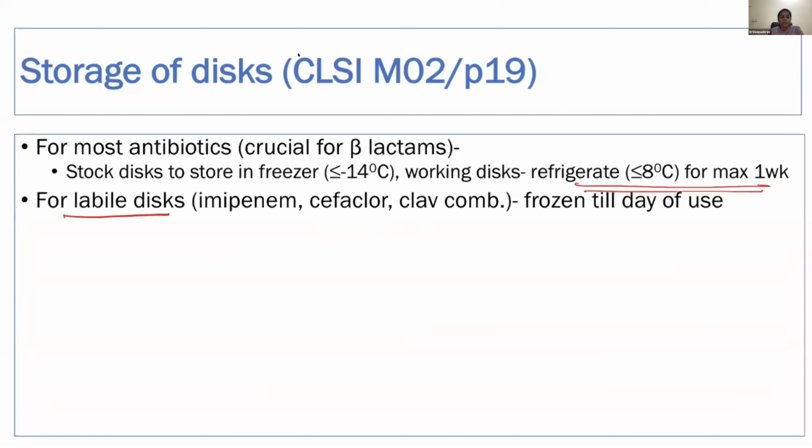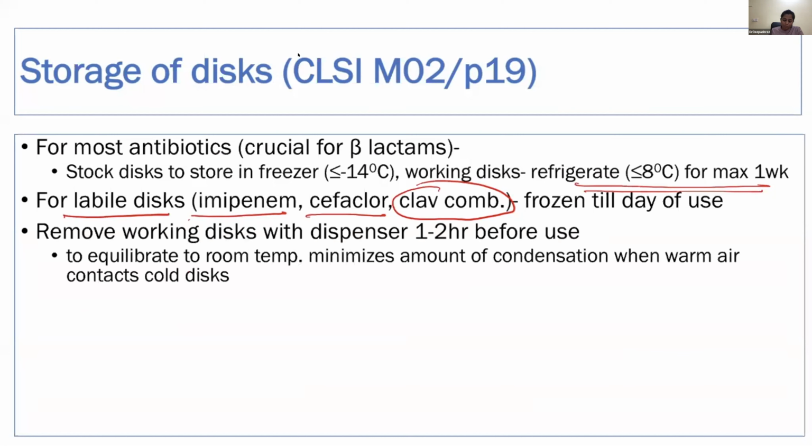There are certain labile discs, especially clavulanic combination discs, cefaclor, imipenem, which are unstable even in the refrigerator, that is at 2 to 8 degrees Celsius. So for these discs, it is advisable that till the day of use, you keep them in your freezer, that is, if -20 is available, -20. Usually we tell 20 to 30 minutes before you place the disc on the MHA plate, bring it to room temperature. If it is frozen, you can take the disc out a little earlier and let it come to room temperature. Remove working disc with dispenser 1 to 2 hours before the use to equilibrate to room temperature.